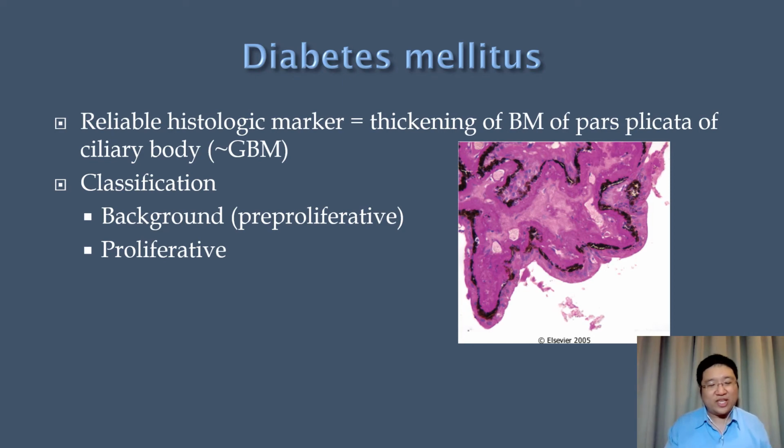However, we don't do this to make the diagnosis of diabetes. So just know it briefly. Don't have to go into detail. For the retinopathy itself, diabetic retinopathy is divided into two broad stages: pre-proliferative or background diabetic retinopathy and proliferative diabetic retinopathy. The abbreviation for diabetic retinopathy is DR.